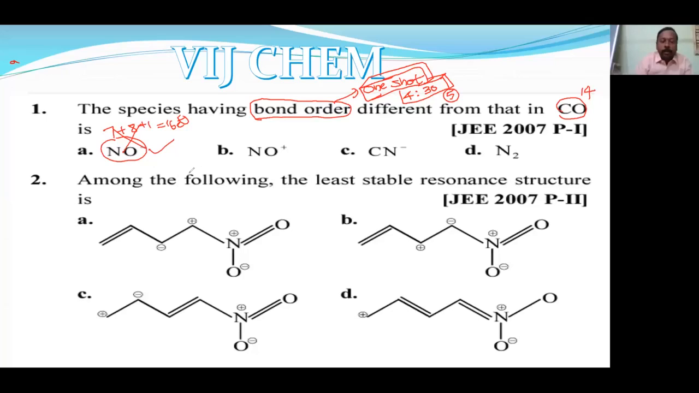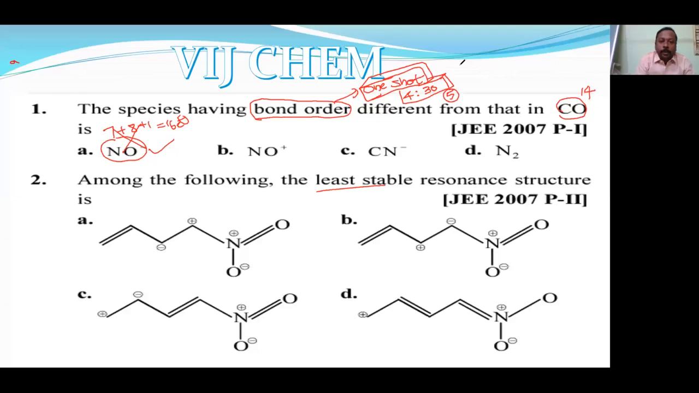With the same enthusiasm, same interest, get the shortcuts. Now next, let us see: the least stable resonance structure among the following. The conditions of resonance I have explained, and on what factors stability depends, that is also explained in the one shot. So let's see whether within a short span of time, with maximum accuracy, we will be able to do it or not.